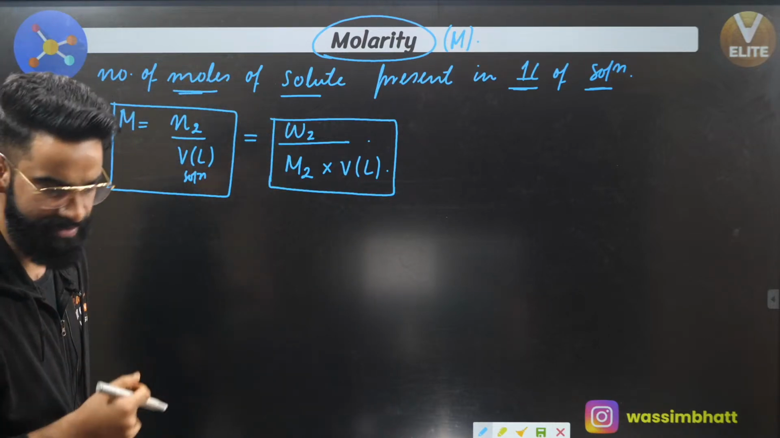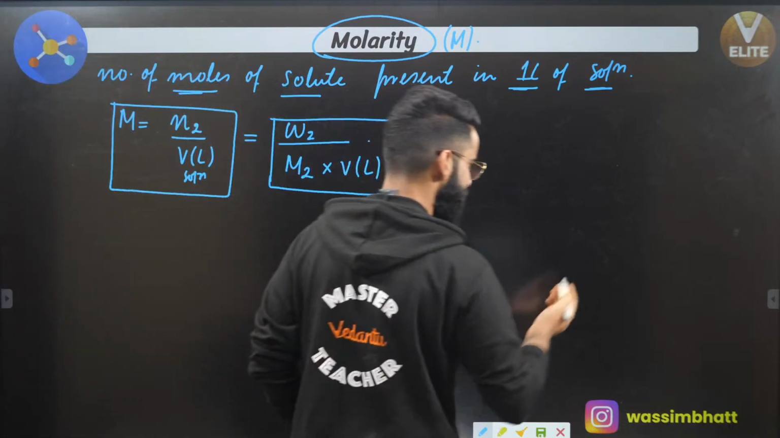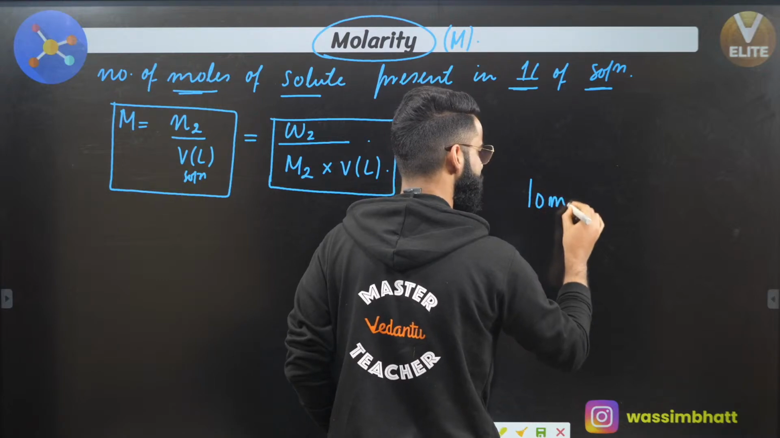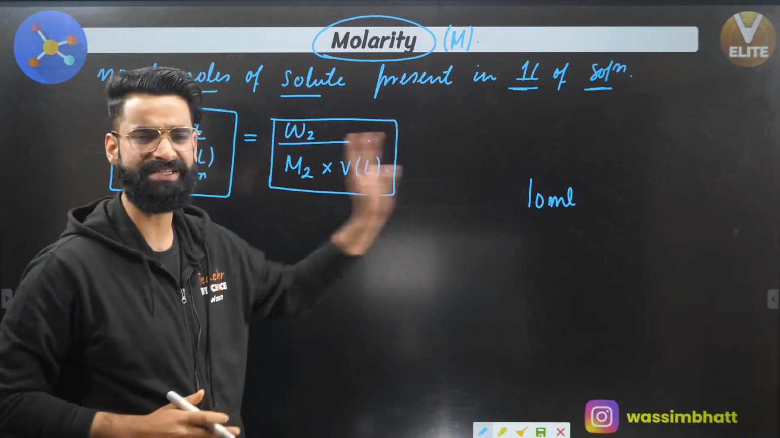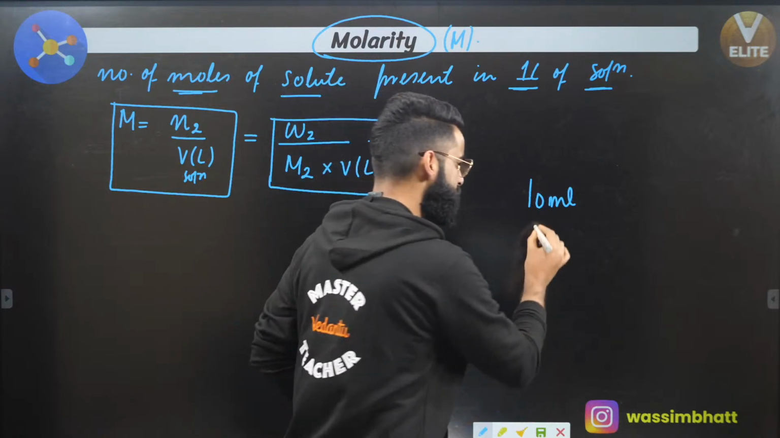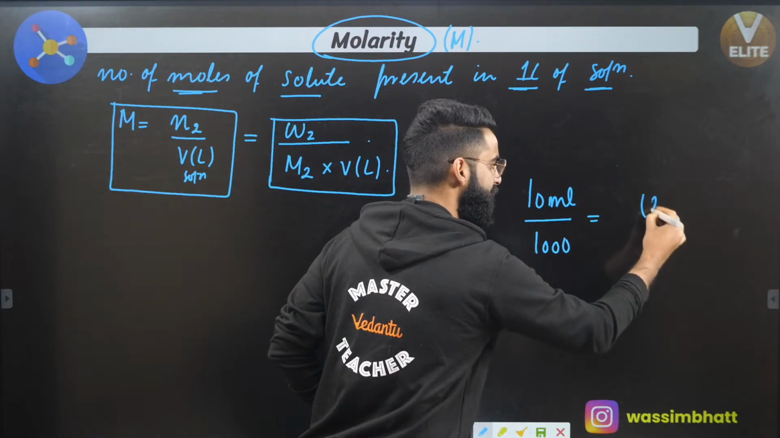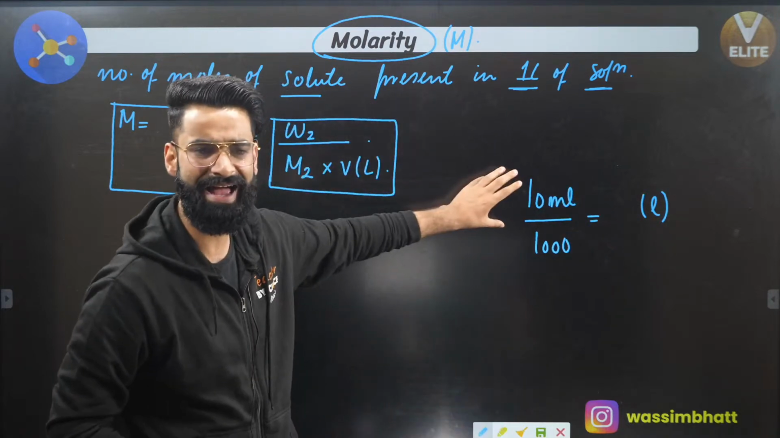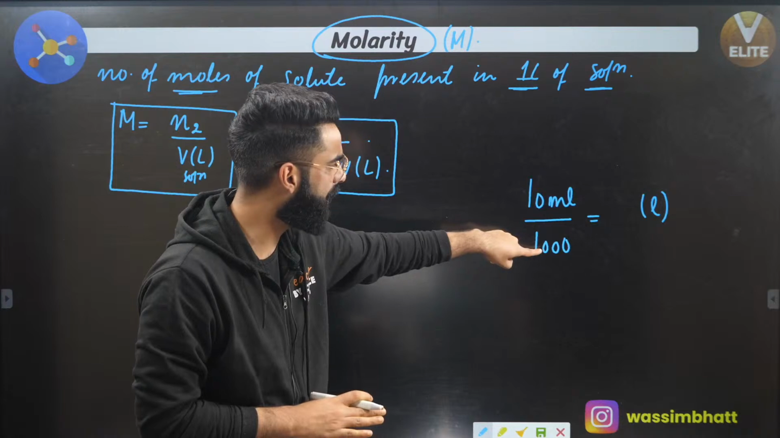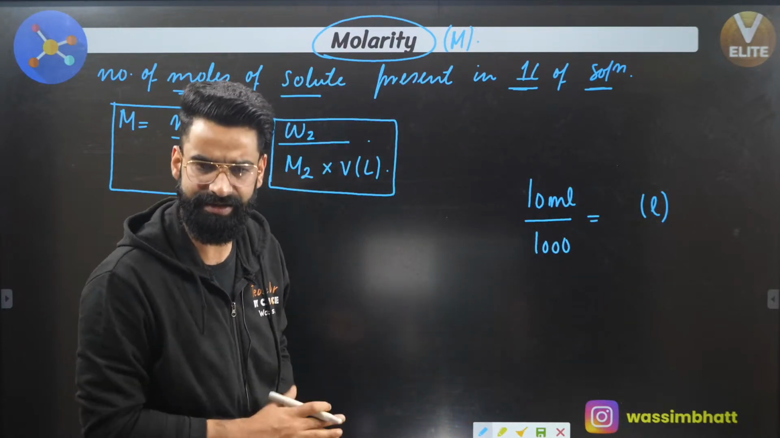Okay. Let's try to make one more. Let's say I've got a solution whose volume is 10 ml. If I want to convert this volume into liters, what am I supposed to do? I'm supposed to divide it by 1000, then only I'll get the volume in liters, right? I just divided this 10 ml by 1000, and we got the volume of the solution in liters. As simple as that, correct?